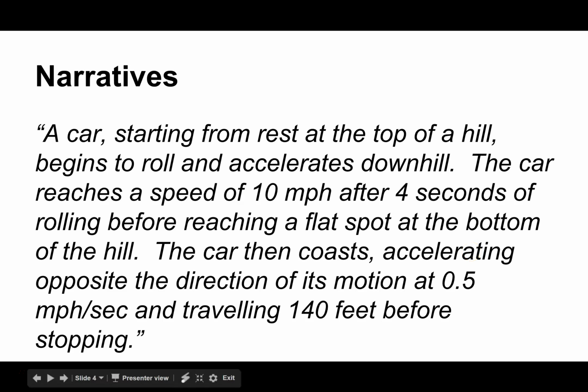All right, for narratives, got an example here. Let me just pick apart the different parts of this narrative. Just as an example, car starting from rest. Starting from rest tells us initial velocity is 0. At the top of a hill, that's a position statement. Begins to roll and accelerates downhill. Acceleration there. And direction with acceleration always needs to be included. Acceleration is a vector. Car reaches a speed of 10 miles per hour.